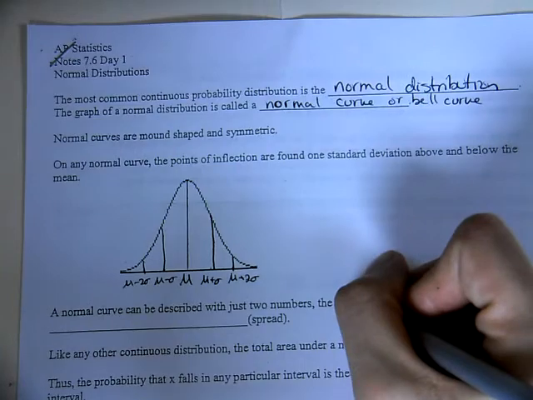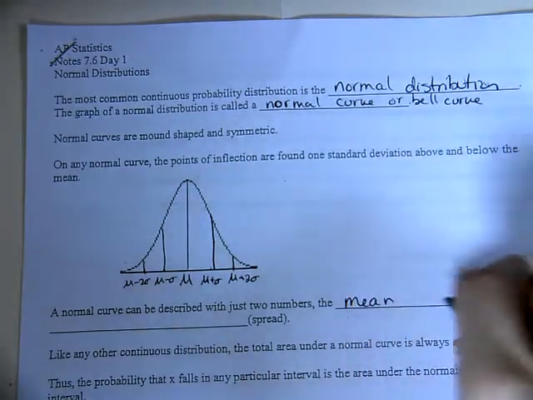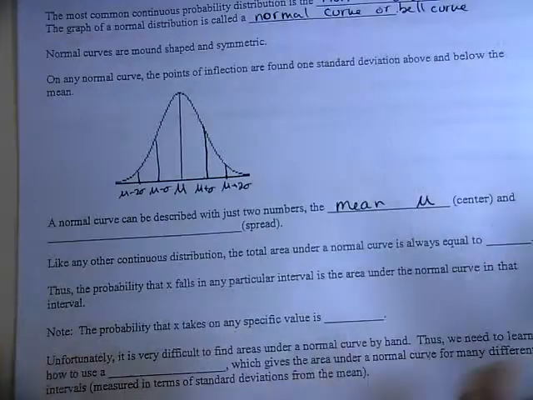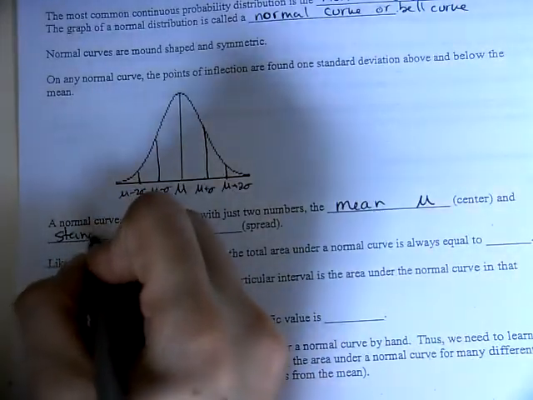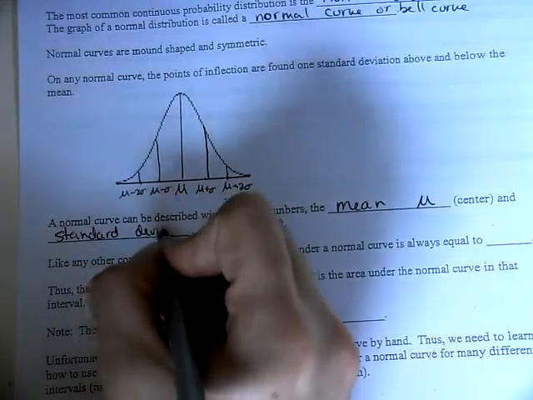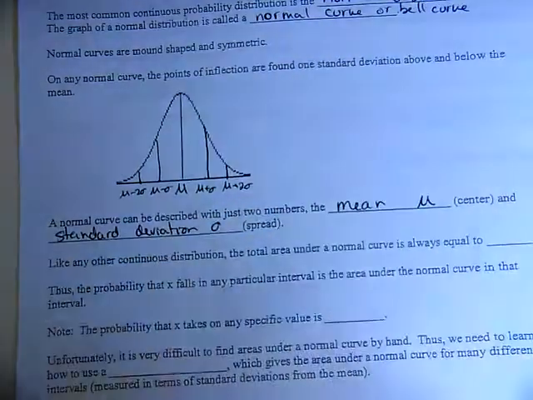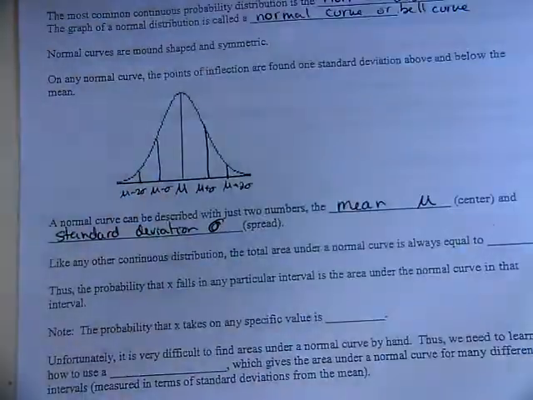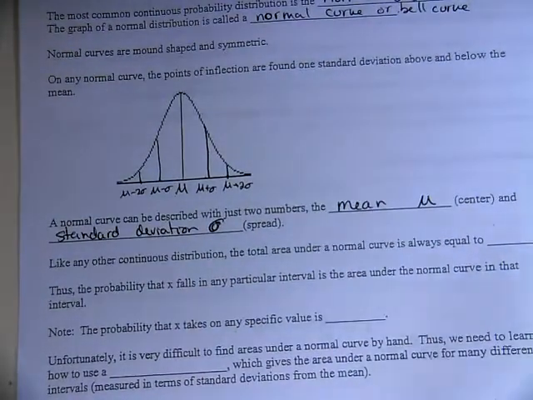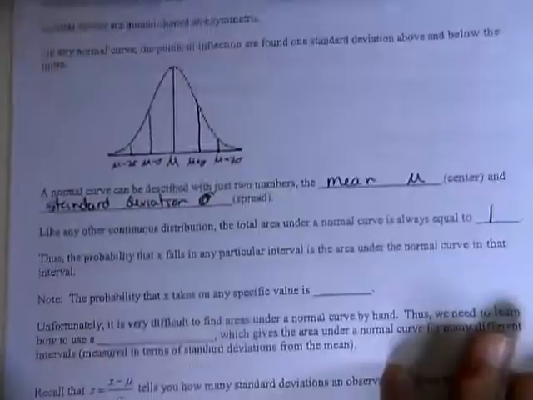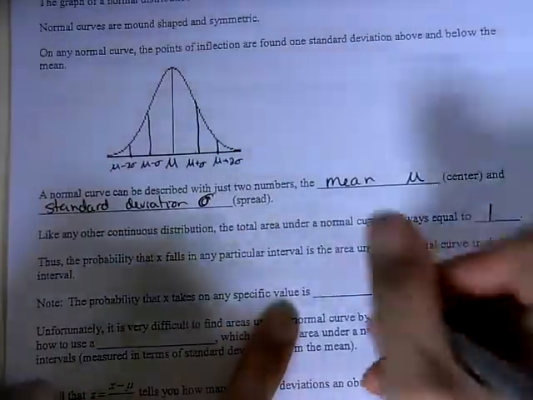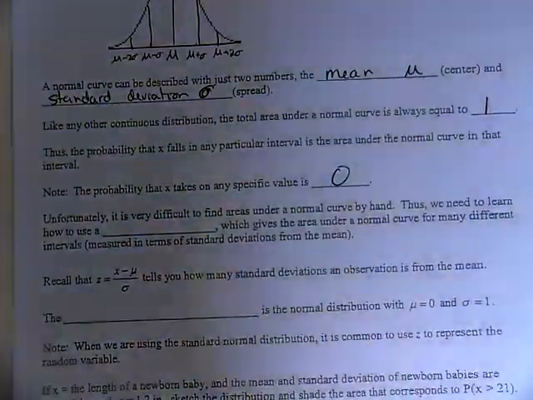It can be described using just two numbers: the mean, again we use mu, and the standard deviation, which is sigma. So the center and the spread. Like any other continuous distribution, the total area under the normal curve is always equal to 1. Thus, the probability that x falls within any particular interval is the area under the normal curve at that interval. The probability x takes on a specific value is 0. Again, there's some calculus involved. We just skip it and say 0.